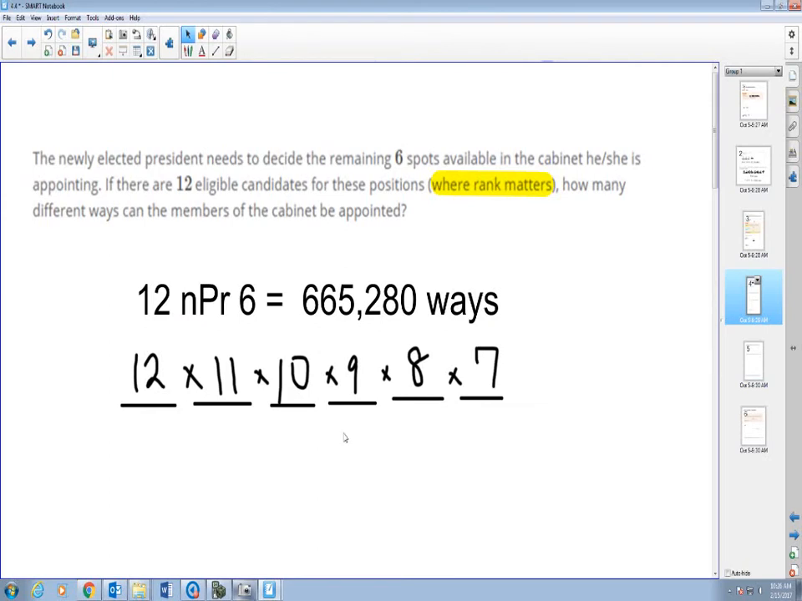Alright. So sometimes you will see me do it this way, sometimes you'll see me just write it as a permutation. Okay.